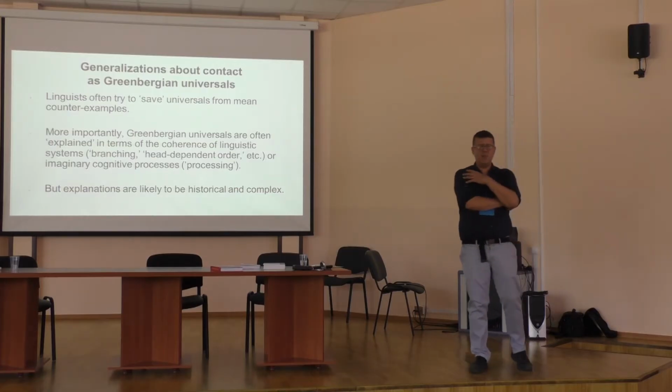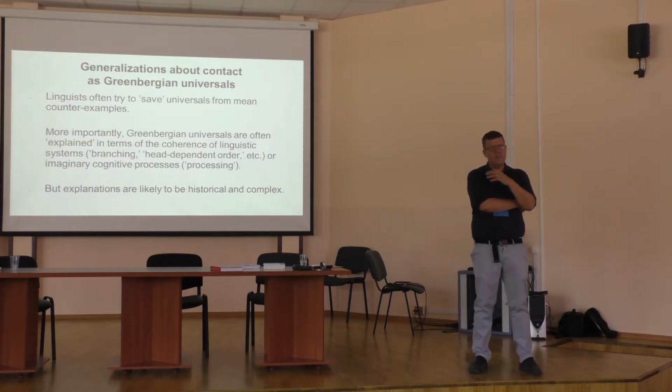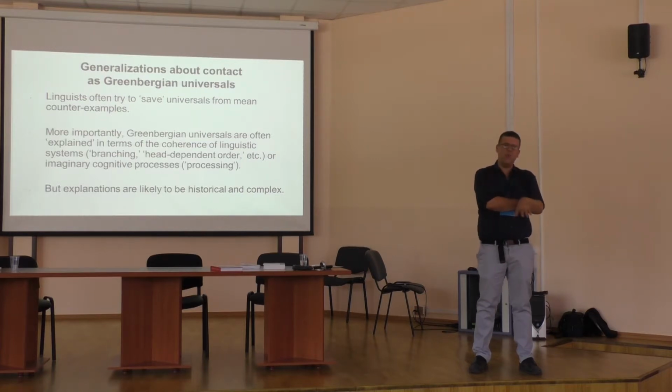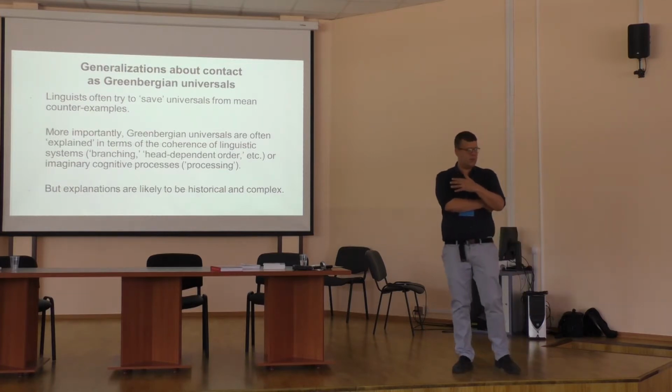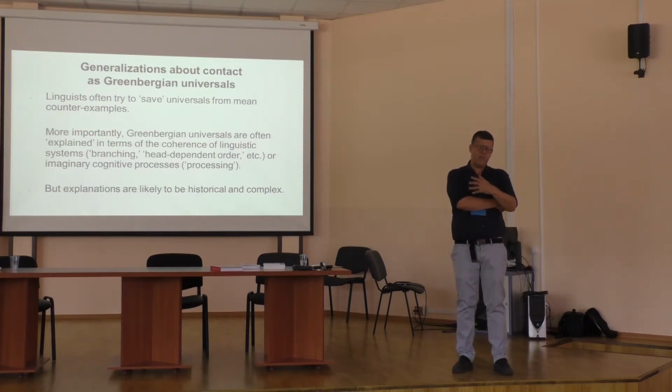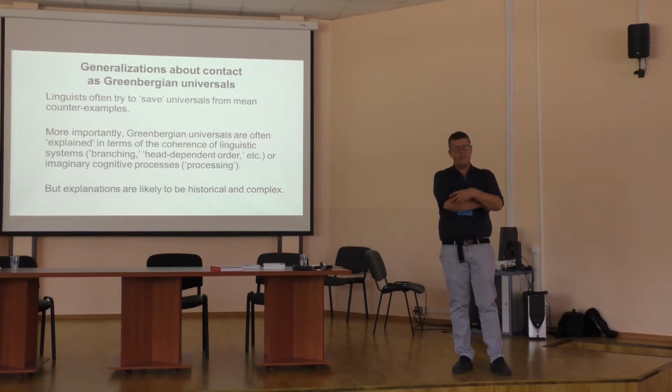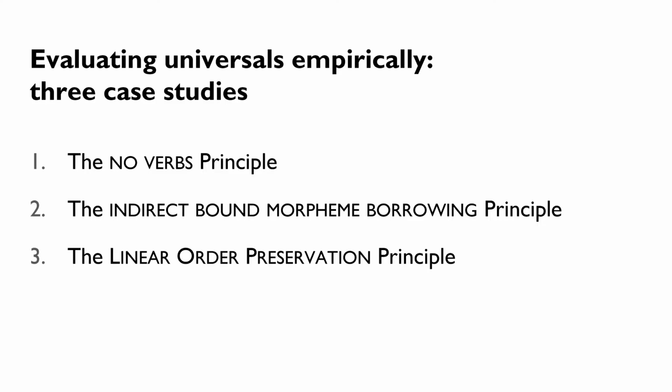The other thing is that in Greenbergian typology, usually explanations have tended to be language internal, right? So you can think of Dryer's branching direction explanation for word order correlations, and so on. But as we've seen, and probably as every linguist knows, explanations for why language properties or language structures are distributed in the world's languages the way that they are are likely to be both historical and complex, right? And probably very simple explanations of this sort are unlikely to be the full story.